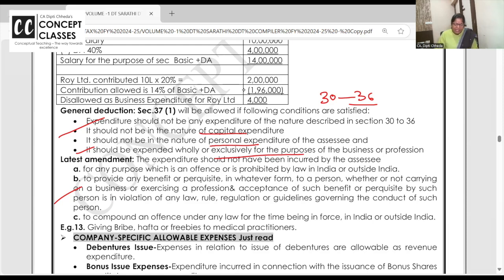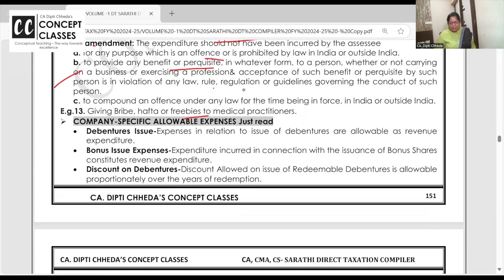But they are saying in that, don't try to claim any penalty, any offense, any bribes and all. That's not business expenditure. Ma'am, but for my restaurant, I have to bribe corporation people and all. No, that's not allowed. Okay? Company related, as I said, read it.